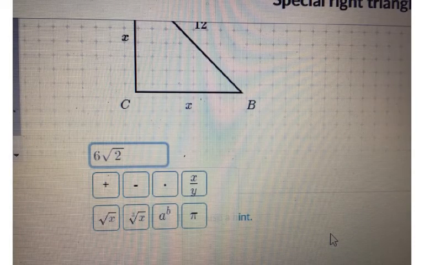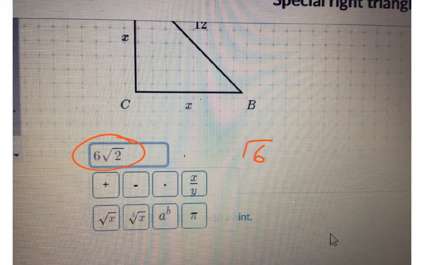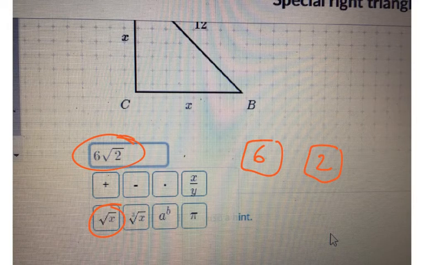Let me see if I have it here. As you can see right here. So how did I do that again? I pressed the number 6. Then I pressed the square root button. And then I put in the number 2. And that's how I was able to type it in there. And that one worked perfectly.